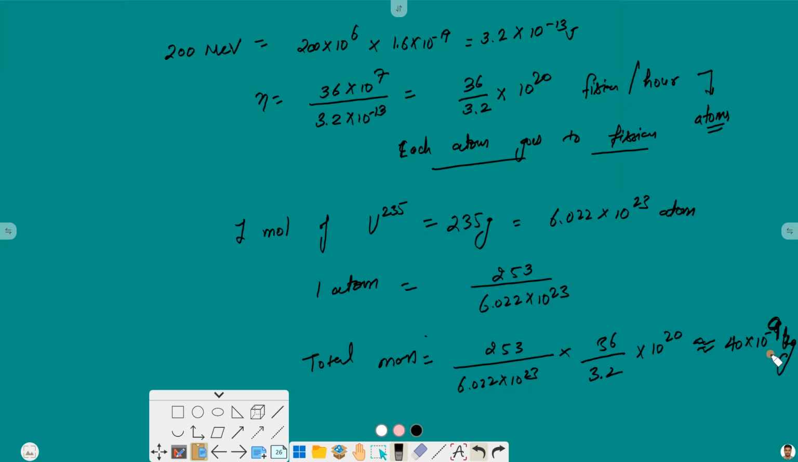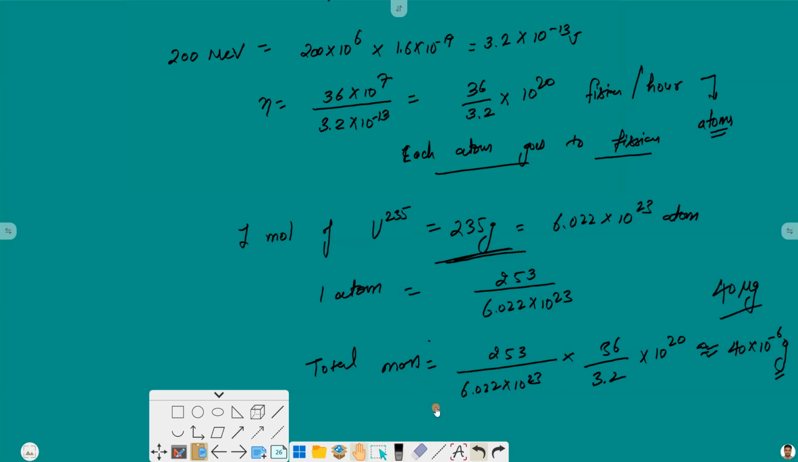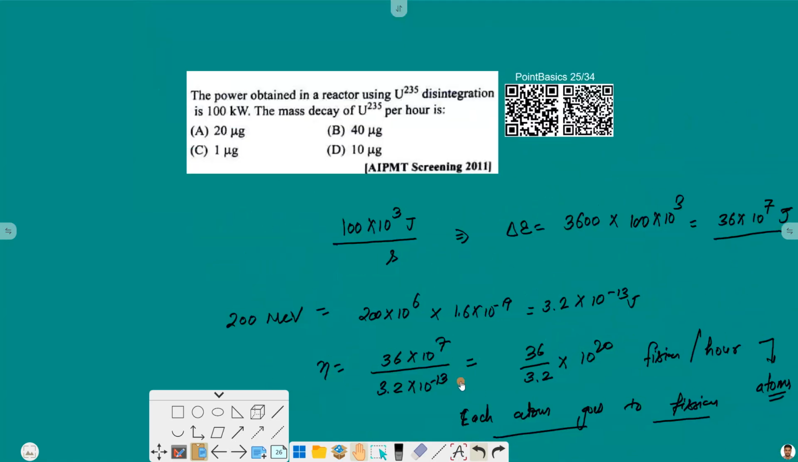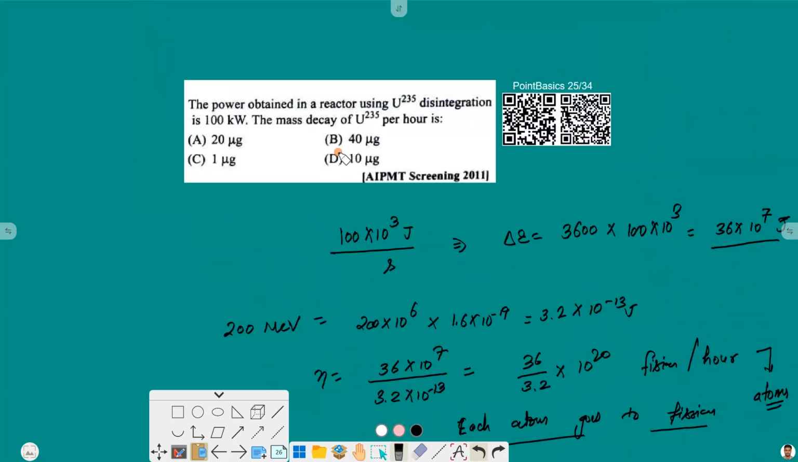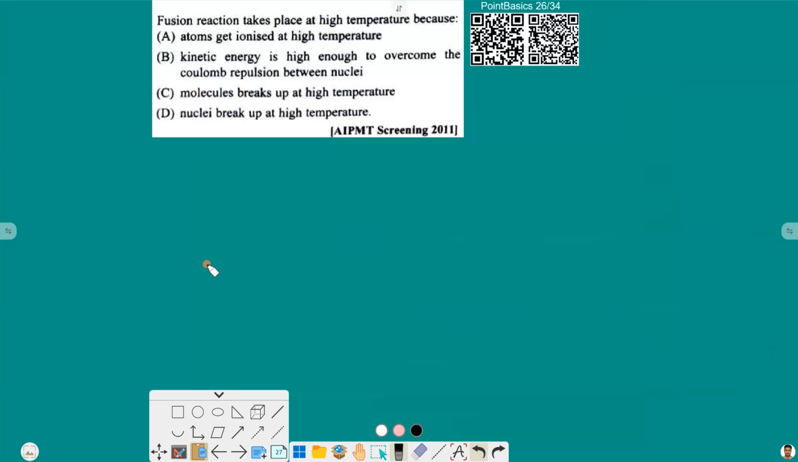Okay, correction here. It will not be in kilogram, it will be in grams, minus 6 grams. Why in grams? Because while doing the calculation, we took it in grams. So basically, the answer is 40 microgram, and it matches with option B here. Option B is the right answer. Let's move to the next one.